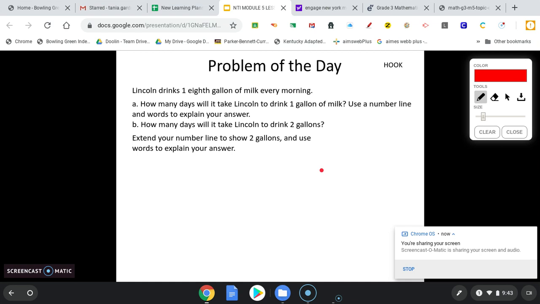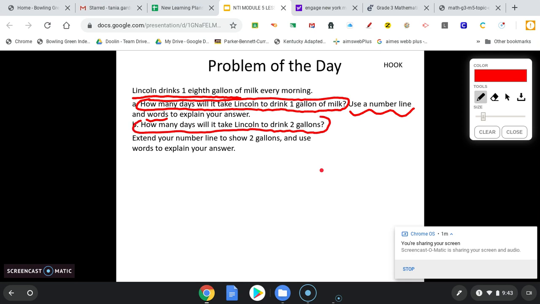So let's begin. What do we know? Yes, Lincoln drinks 1/8 gallon of milk every morning. And what are we trying to find out? A, how many days will it take Lincoln to drink 1 gallon of milk? And it says to use a number line and words. B, yes, how many days will it take Lincoln to drink 2 gallons of milk? And it says to extend your number line to 2 gallons.